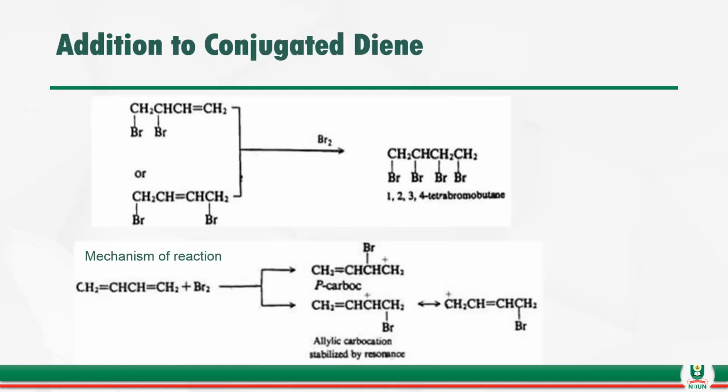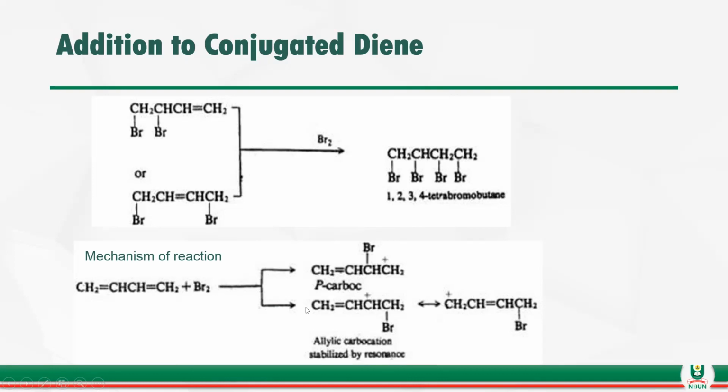Addition to conjugated diene. In a conjugated diene, the bromine which you are introducing could add to 1,2 position, or it can add to 1,4 position. All of these positions are very feasible because of the presence of 2 double bonds. So as soon as the first bromine is attached, we have this carbocation. This carbocation and this carbocation are resonance structures. You can see this and this. This and this are almost the same thing.